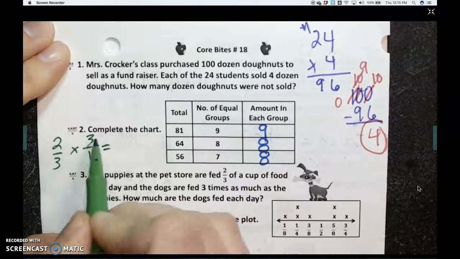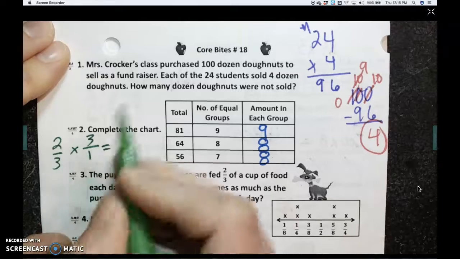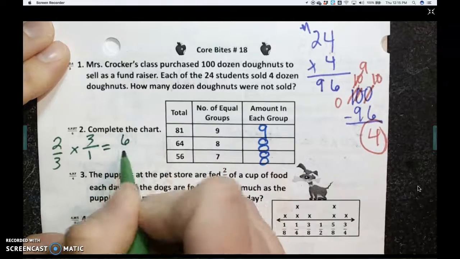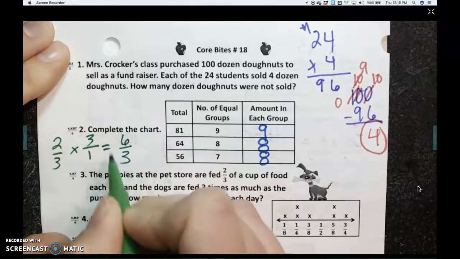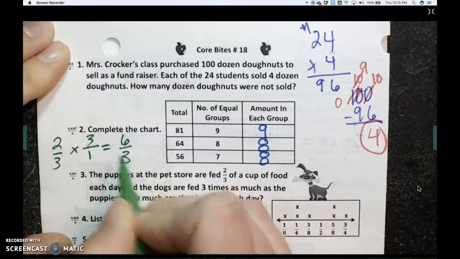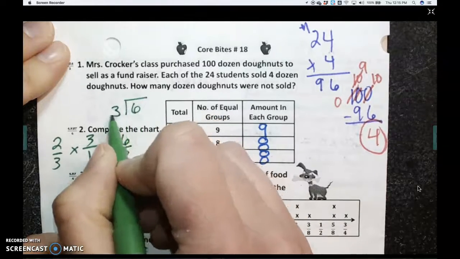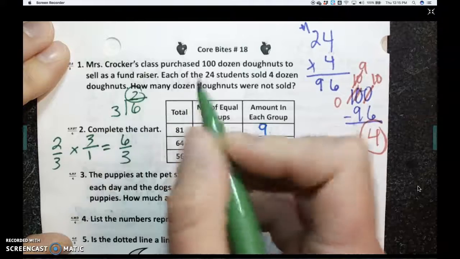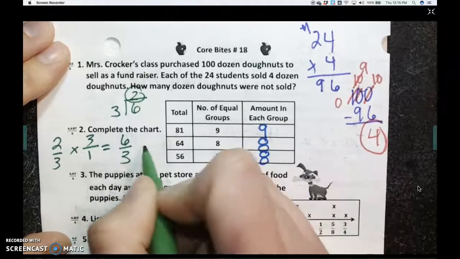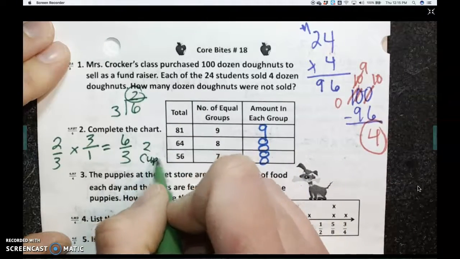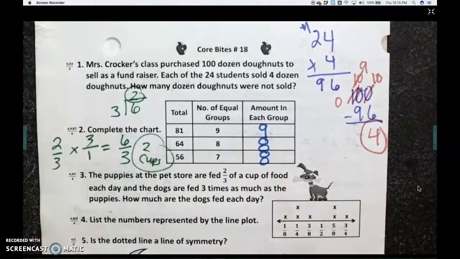So we're going to multiply each number across. So 2 times 3 is 6. 3 times 1 is 3. You've got to make it an actual number. So if you divide 6 by 3, that would give you 2. So your answer would be 2 cups of food for the big dogs.